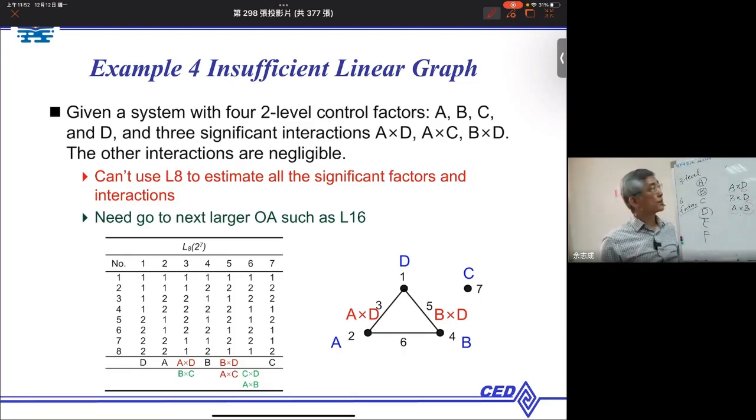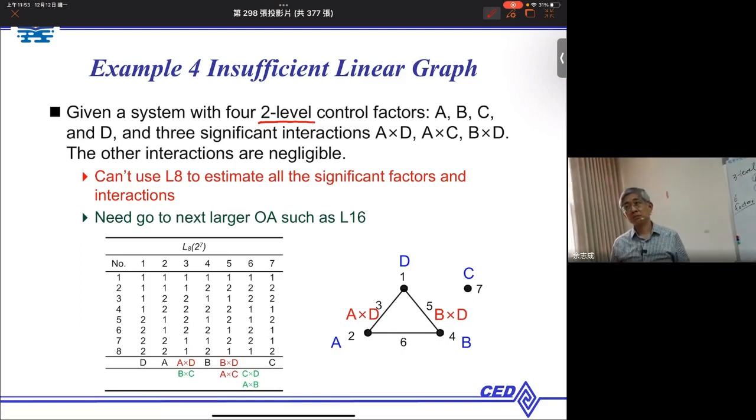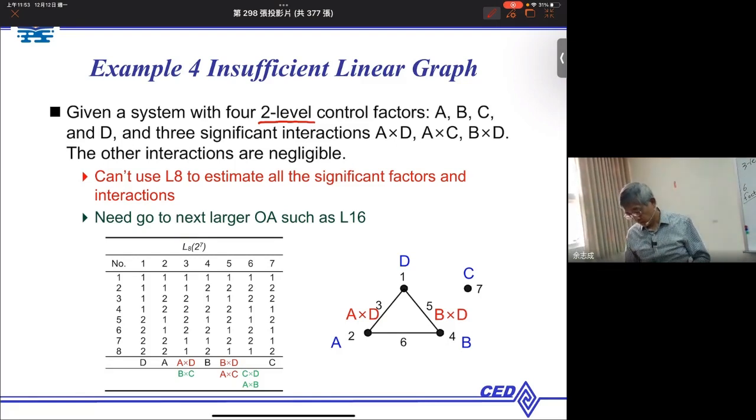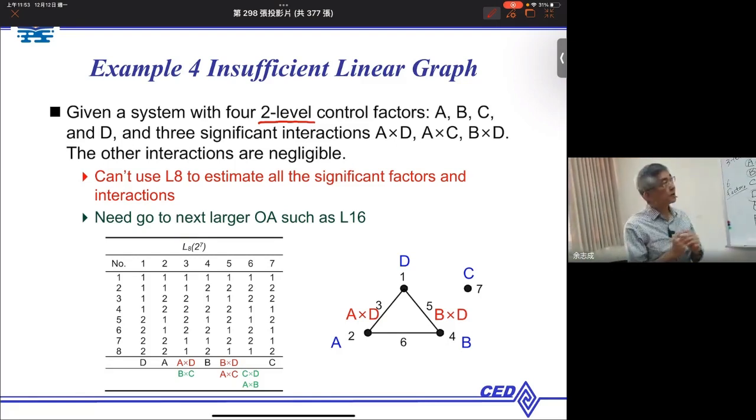The same, we still have 4 two-level factors, like the previous example. But now you need to consider AD, AC, and BD. 3 interactions, very similar to our previous example. But the interaction combination is a little bit different. You see, AD, AC, BD.